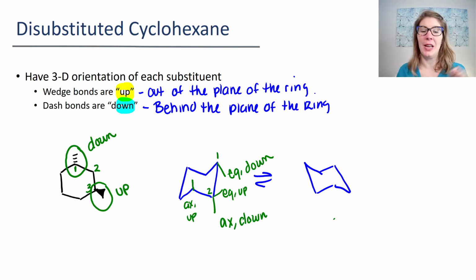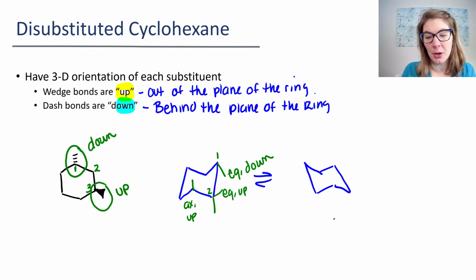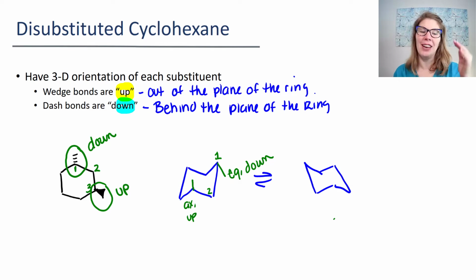I'm going to go in and erase the work that is not actually part of my final answer. So I'm going to erase this, and I'm going to erase this, and I'm going to make this look more like a 1. Beautiful. So now I have an equatorial down and an axial up.